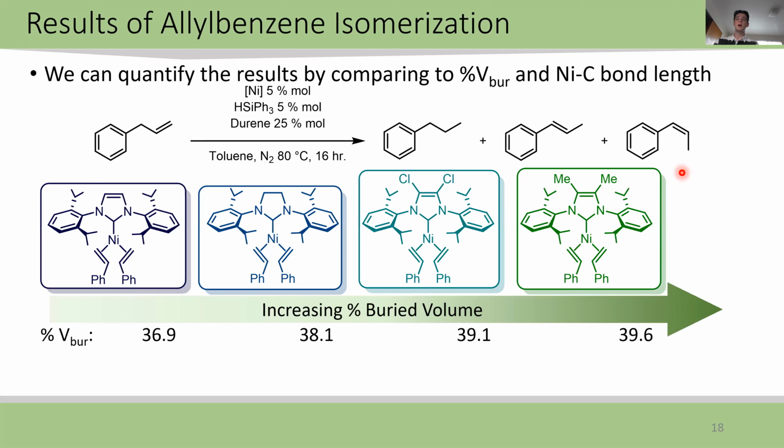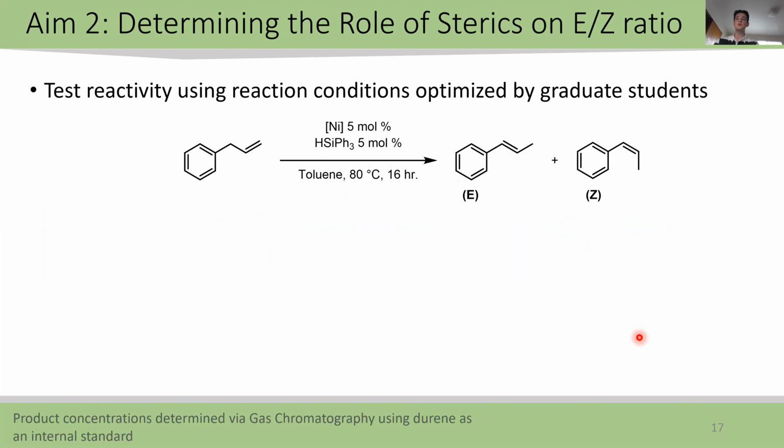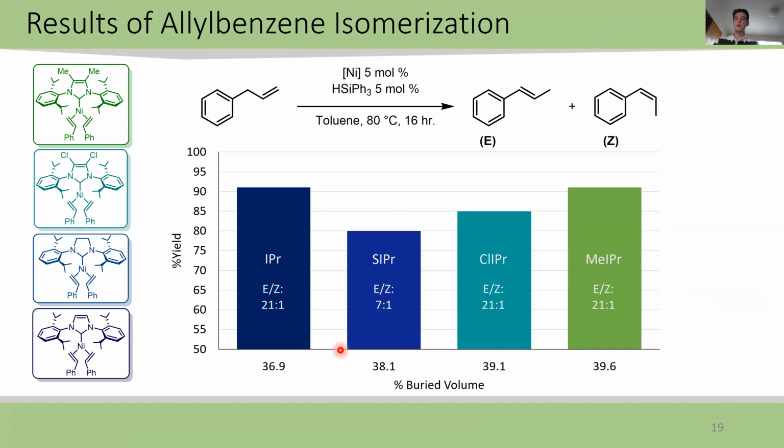And I'll remind you that we increase the percent buried volume as we go from the unsaturated NHC to the saturated NHC. And this is the data that we collected, which is sort of difficult to look at, so we can visualize it a little bit better using this graph. And so what we see was that with the unsaturated NHC, this IPR complex, we got high yield, 91%. And with the methylated complex, we also got high yields.